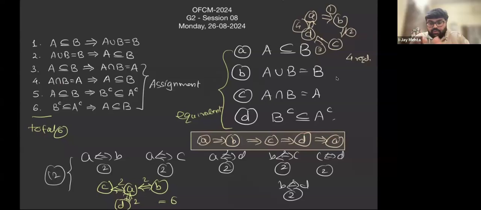We can now reduce the number. We don't need to prove these 6 statements. We can prove only 4. Which 4? A subset of B implies union is B. Union is B implies intersection is A. Intersection is A implies B complement subset of A complement. And the fourth thing is B complement subset of A complement, which is our statement number 6. From here to here. Only 4 things, if we prove, then we are done. How many of you understand this?